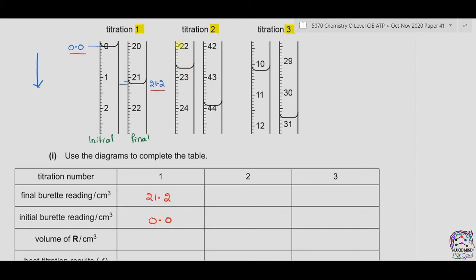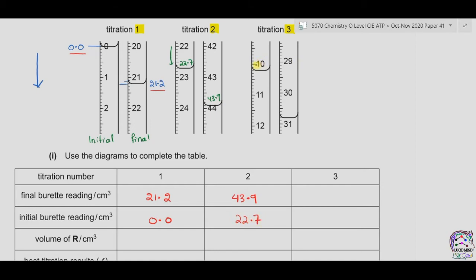Similarly for titration 2 we can take the values, just move from top to bottom. 22.1, 2, 3, 4, 5, 6, 7. So it is 22.7 as the initial burette reading, and 43.5, 6, 7, 8, 9. So 43.9 as the final burette reading. So we can write 43.9 and 22.7.